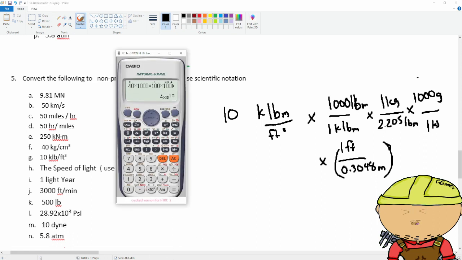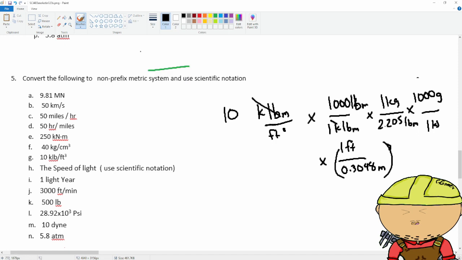Always remember, if pound mass is at the top, the conversion should have pound mass at the bottom. If kilogram is at the top, kilogram should be at the bottom. Or cancel it one by one: kilo pound mass, kilogram, then feet cube, feet cube.